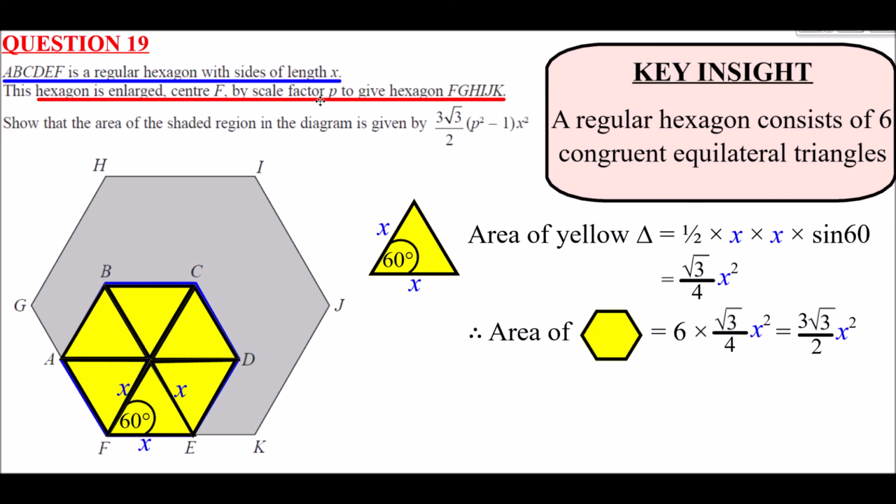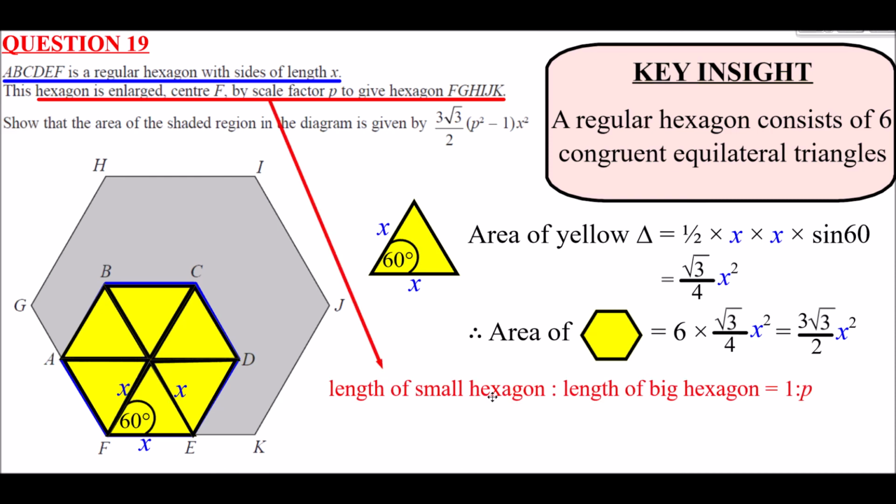So for example, if the scale factor was 2, you'd times the sides by 2. You'd double everything. If the scale factor was 10, if p were 10, you'd multiply all the sides by 10. So if the scale factor is p, you times each unit by p. So that's what it means.